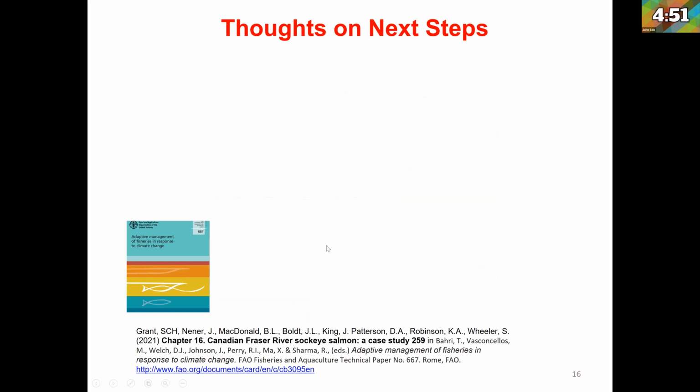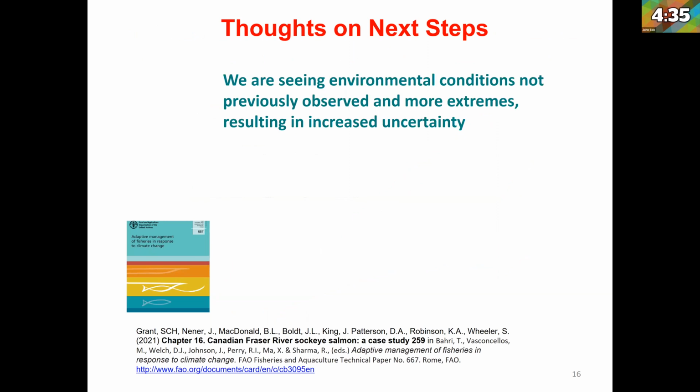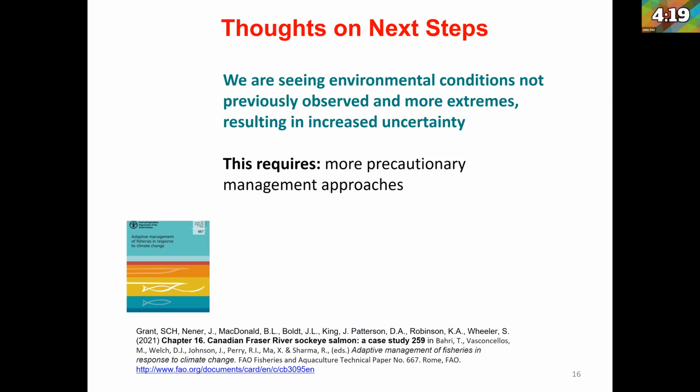We were involved in a Food and Agriculture Organization of the United Nations meeting a few years ago with countries from around the world looking at adaptive management of fisheries in response to climate change. And we really focused on Fraser River sockeye, and some of the take-home messages from that, and sort of to tie up the talk. And I think it links into what a lot of other people have been saying today. We're seeing environmental conditions we've previously not observed, and more extremes and more uncertainty. So we really need to consider more precautionary management approaches and recognize we really, really don't know what we don't know. There's gaps in our knowledge, and being precautionary is a wise move.